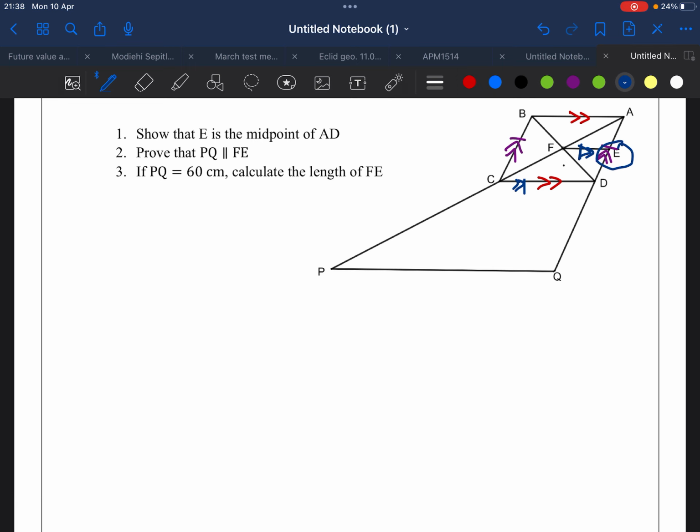So how are we going to solve this question? We will solve this question like so. Number 1, AF is equal to CF. Where is AF? AF is equal to CF.